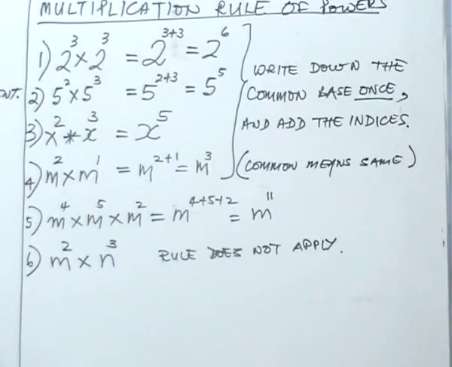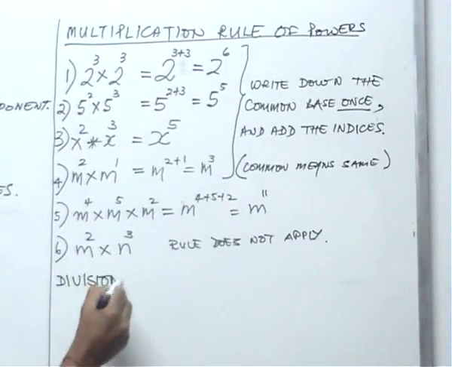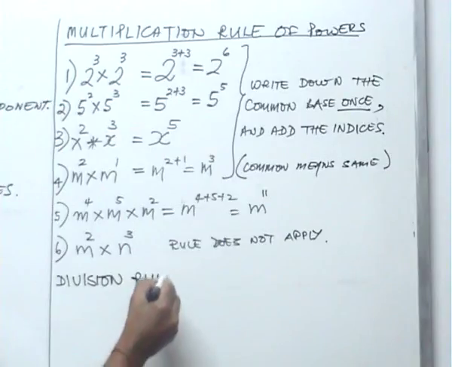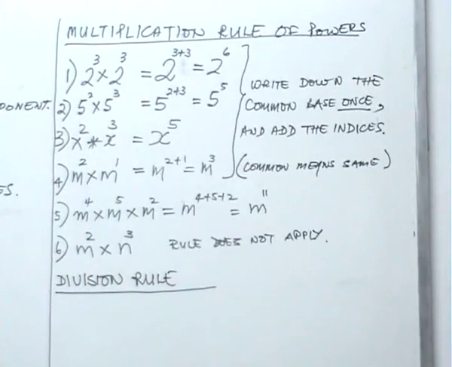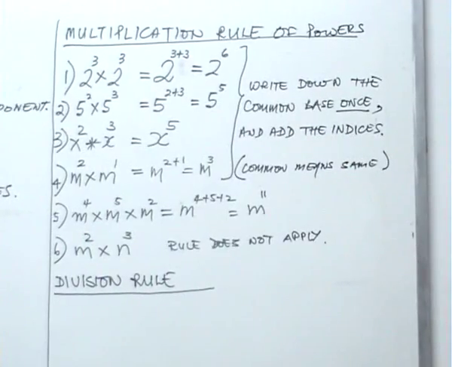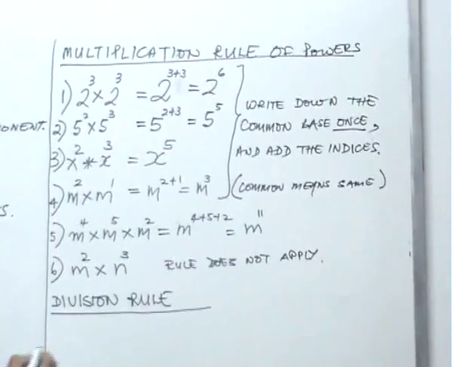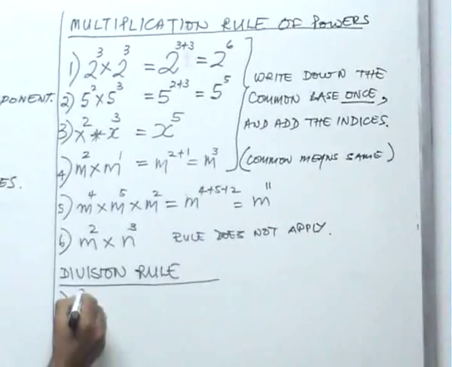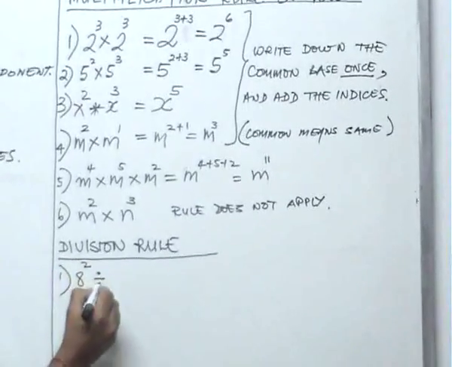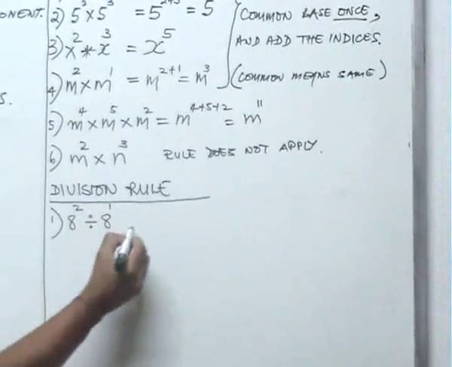Alright, so that brings us to the end of the multiplication rule. Now we move on to the division rule. Now I'm just going to give you the rule, and your teacher can explain to you why the rule works, etc. Let's take an example. 8 squared divided by 8. Well, the 1 is understood.